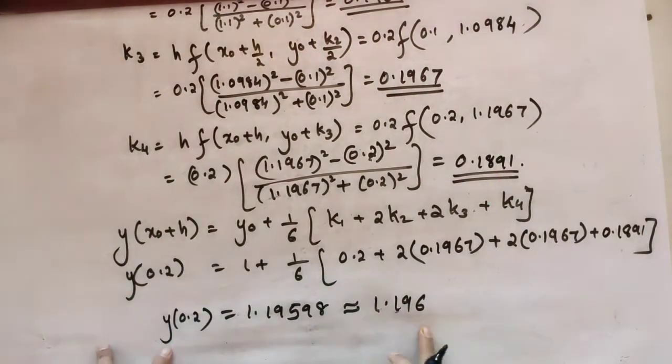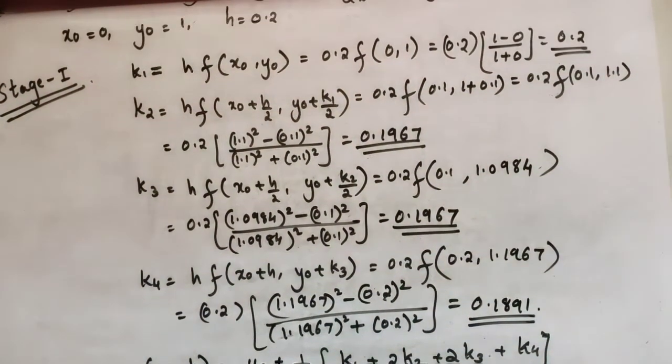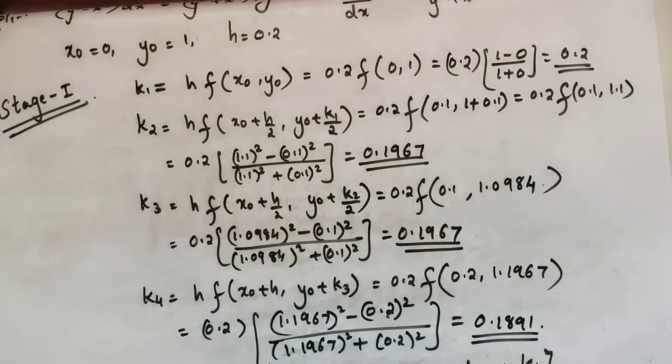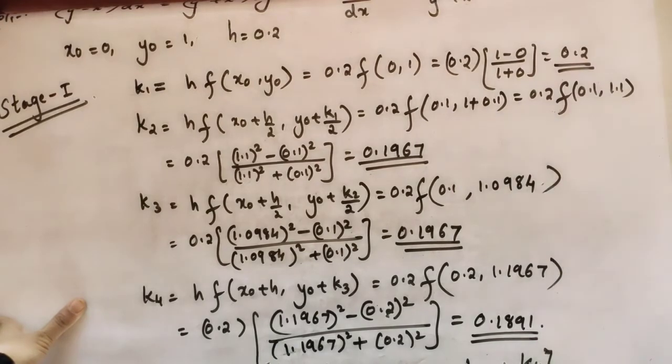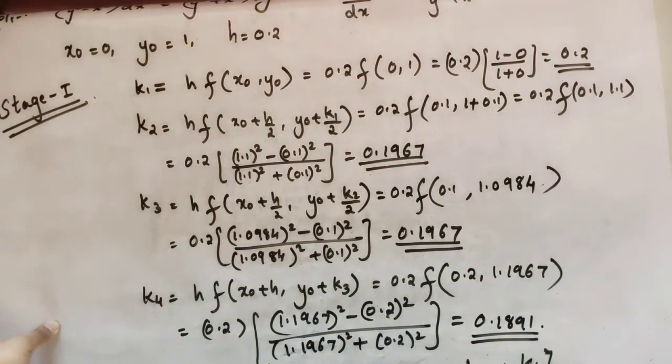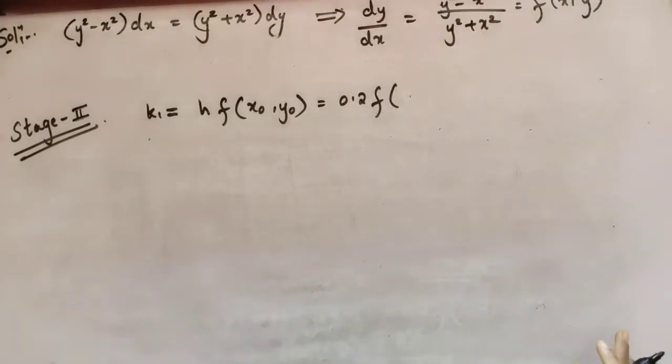Now this value, the final value of stage 1, I'll use as the initial condition for stage 2, so that we get the values. I'm not going to erase everything from here. The formulas and all I'm going to keep so that it will be easy for me. So let's work for stage 2.